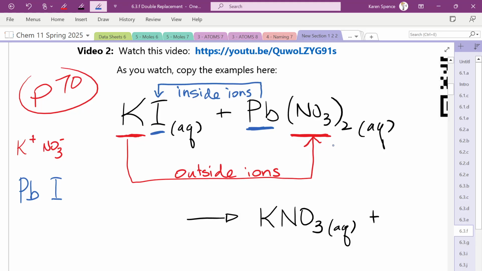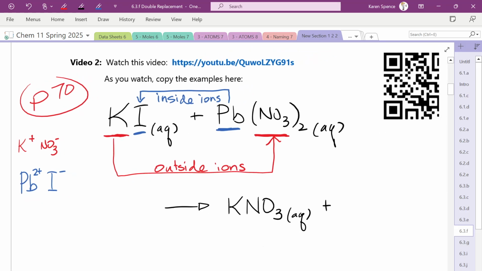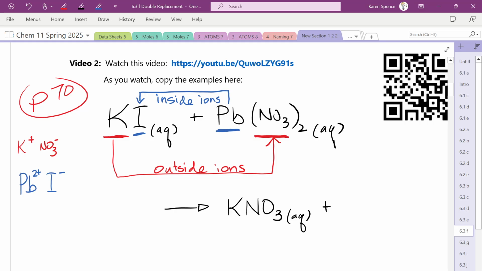2+, because we've got 2 NO3-, so that's 2+. And iodide is -1. So what is the formula of our other product? Formula of our other product is PbI2, yes. PbI2.